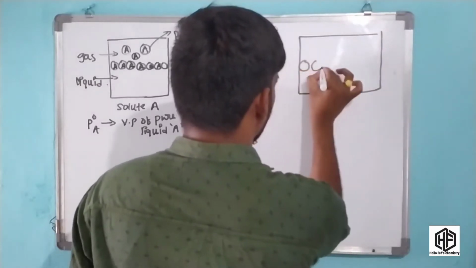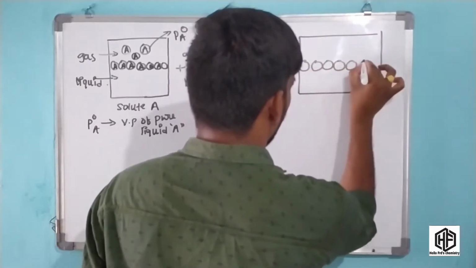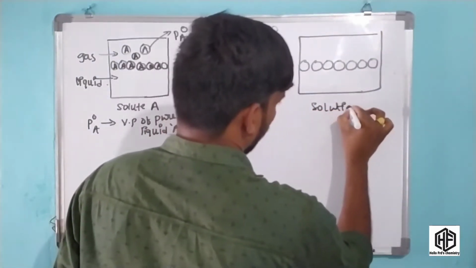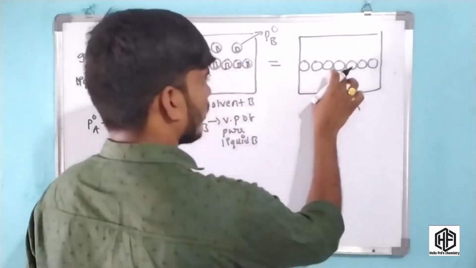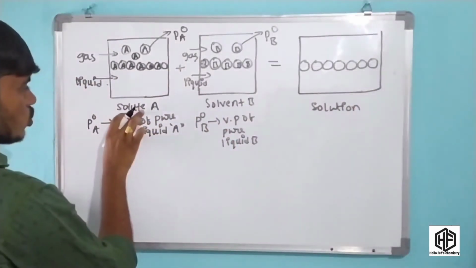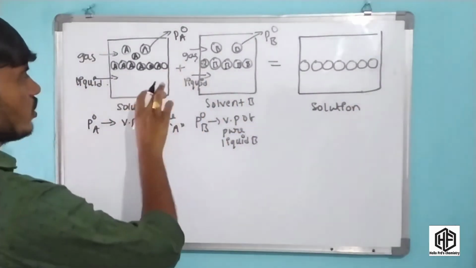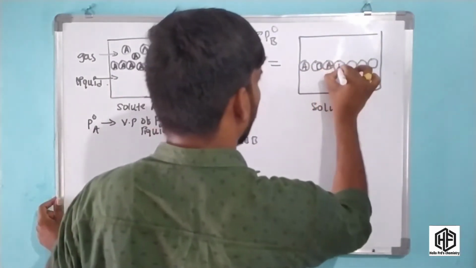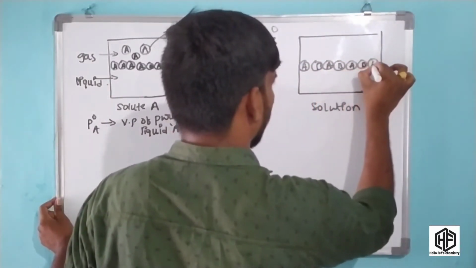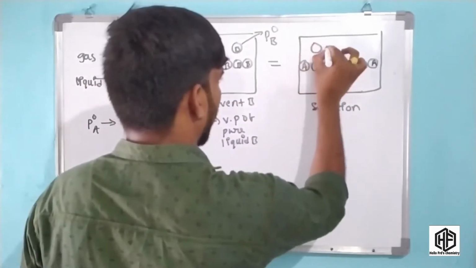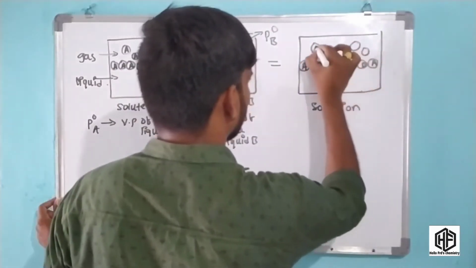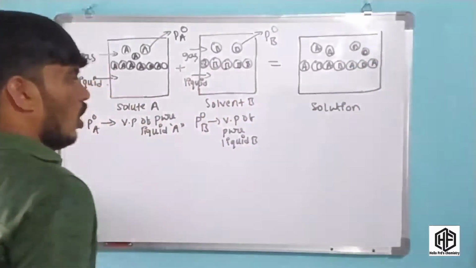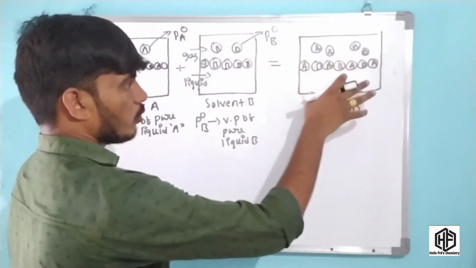Now on the surface of the solution, the molecules, containing both solute and solvent molecules, are present like this. This is A and B, and this is A. But these are the gaseous molecules present in this solution. These are the A molecules and these are the B molecules. Okay, friends, now we have to prepare a solution.